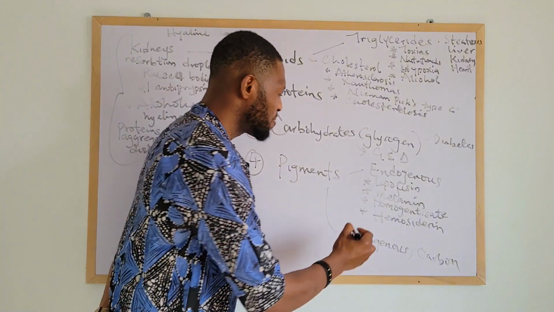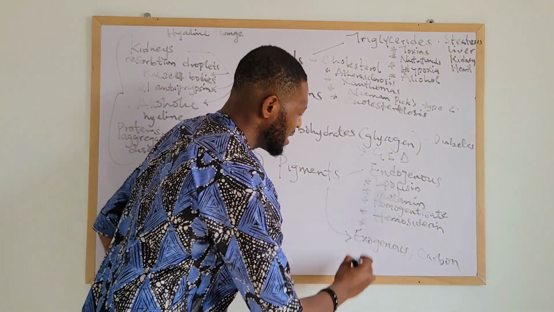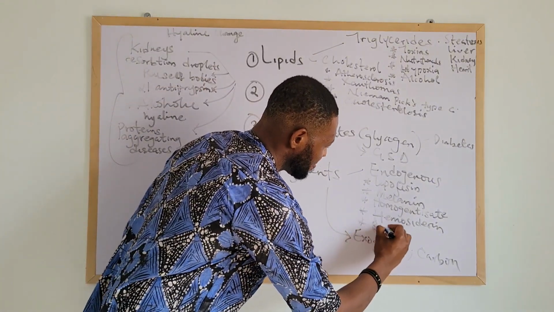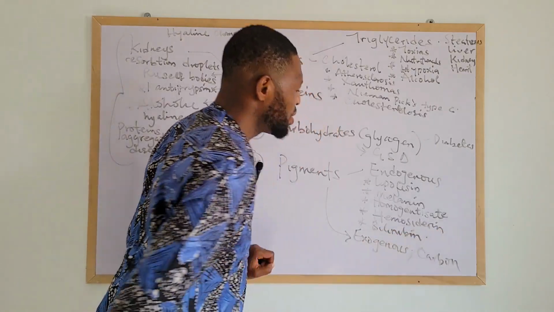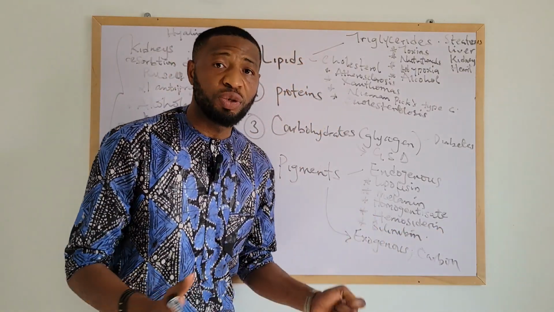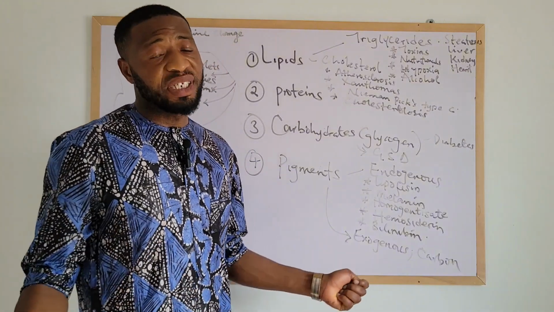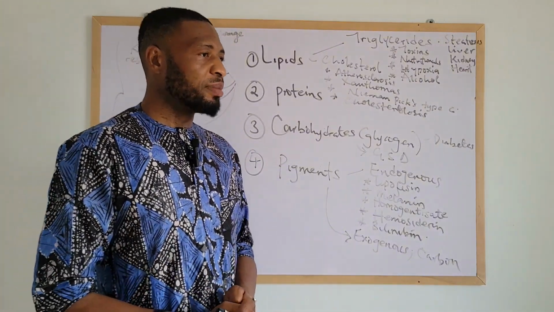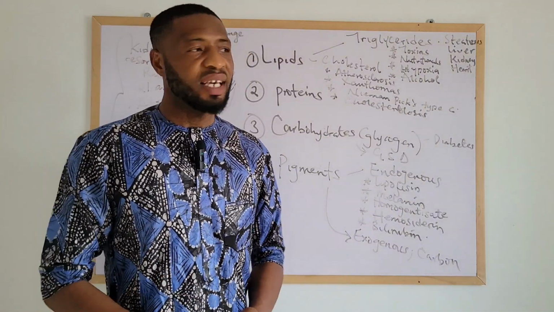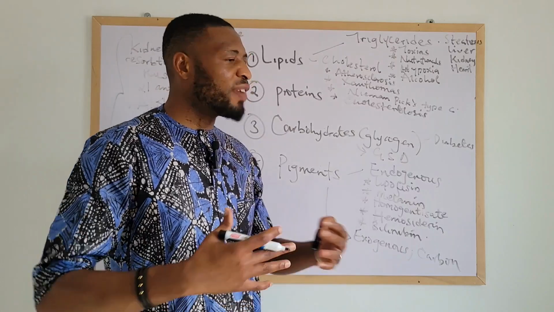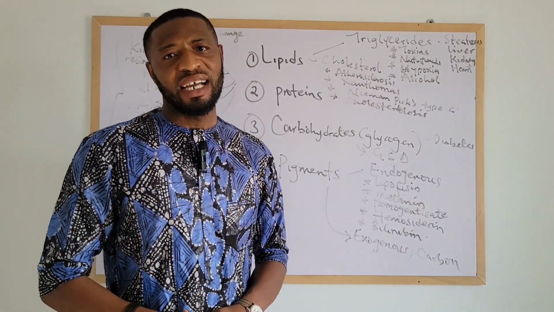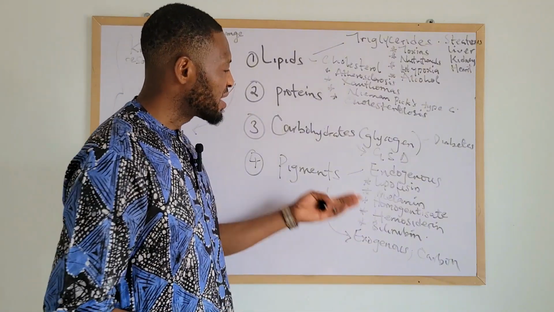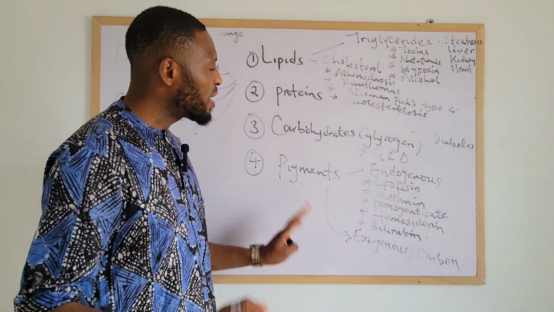Another endogenous pigment that can accumulate is bilirubin. The problem with accumulation of bilirubin usually happens in neonates or preterm infants with neonatal jaundice, okay? And this bilirubin can find its way through the blood-brain barrier and deposit in the basal ganglia, leading to a condition known as kernicterus. Okay, so far so good.